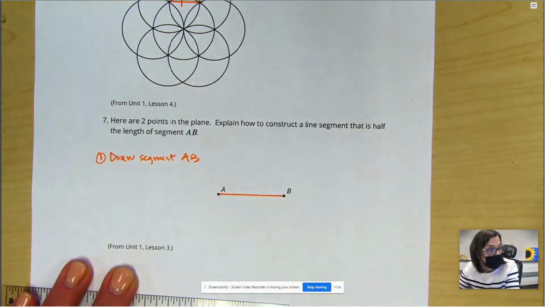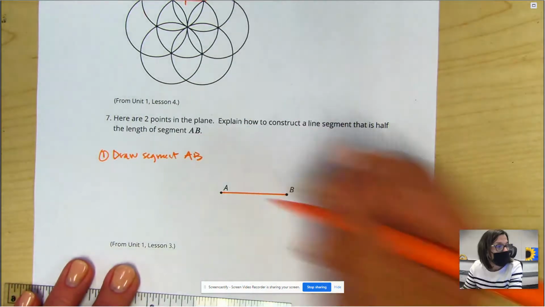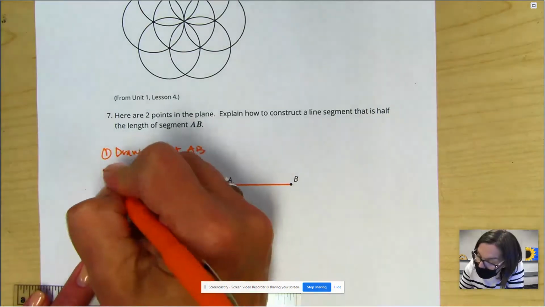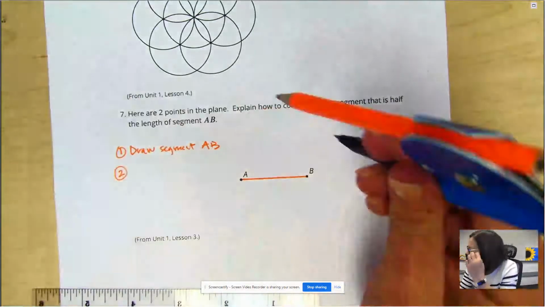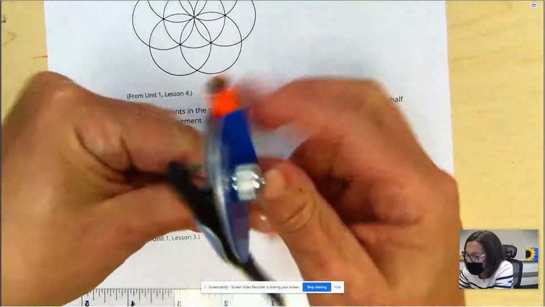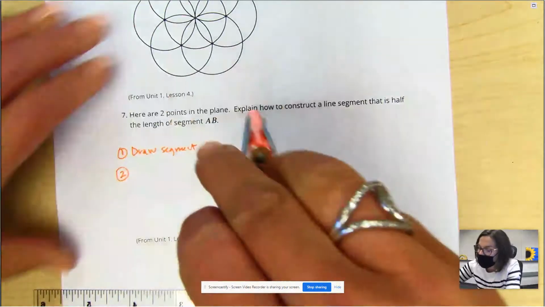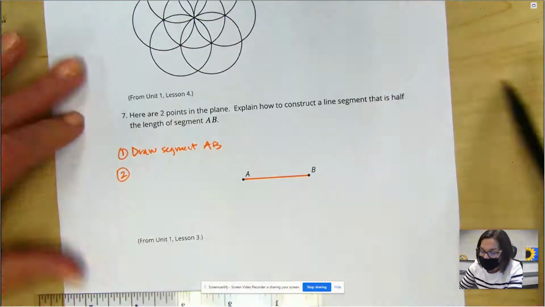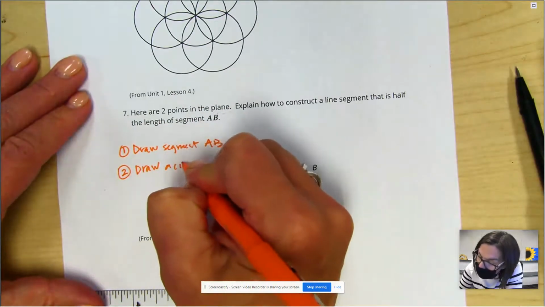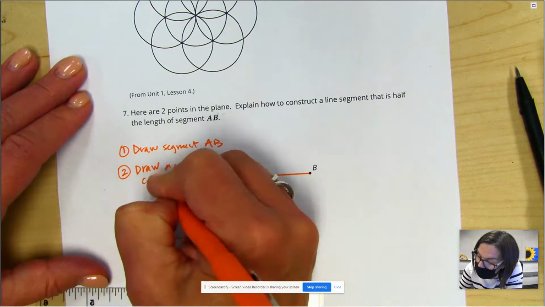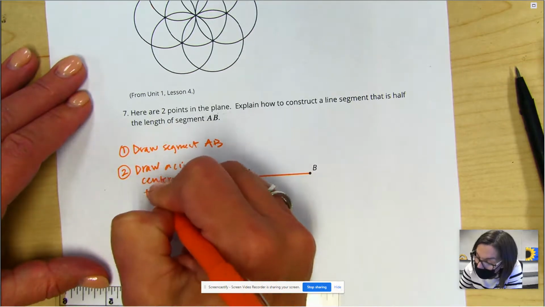Then I would create a perpendicular bisector, because a perpendicular bisector cuts it in half and it'll pierce right through the middle, making the midpoint. So remember, for the perpendicular bisector, you can just have them share the same radius. So you would open it up to AB and draw a circle centered at A that goes through B.